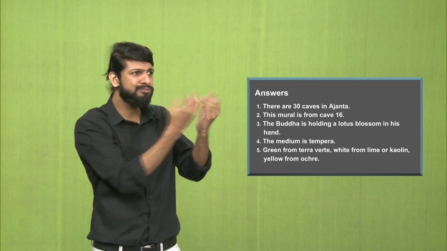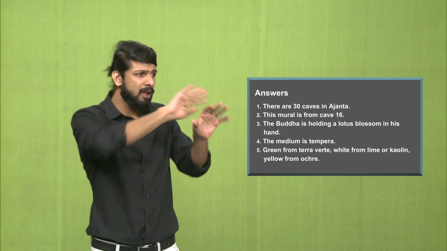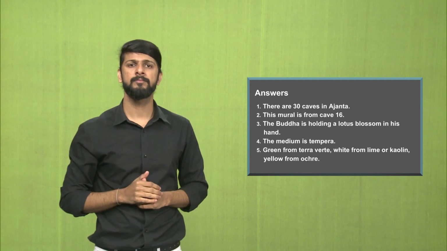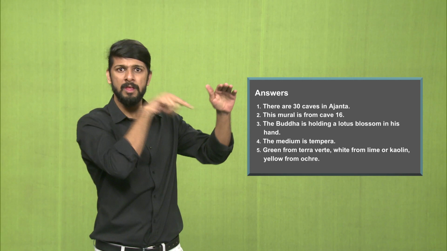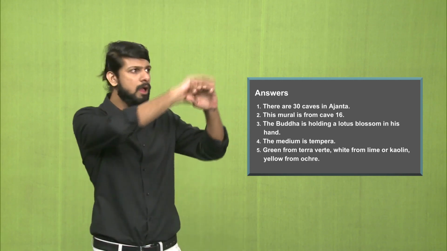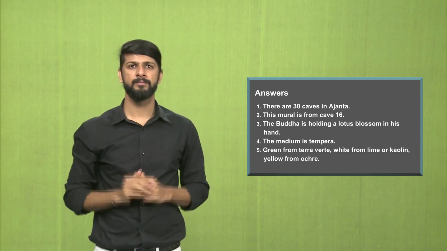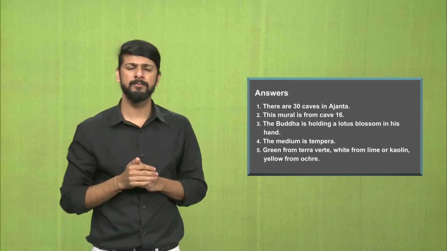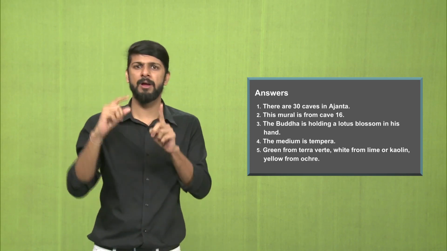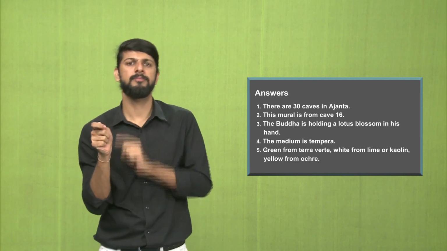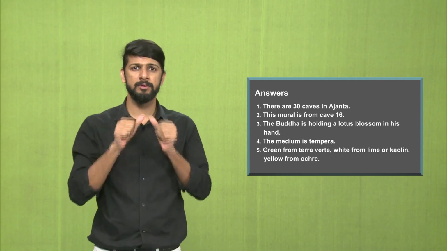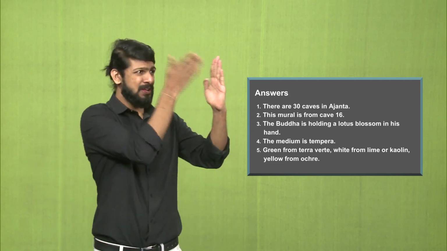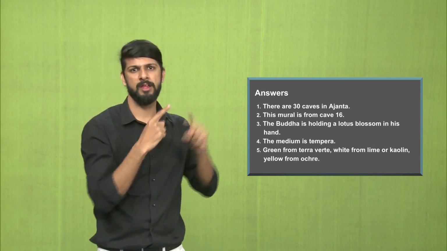Answers. First, there are 30 caves at the Ajanta cave complex. Answer number 2. The Padmapani Bodhisattva mural is located in cave number 16. Answer number 3. The Padmapani Bodhisattva is named as such because Buddha is holding a lotus blossom in his hand. Answer number 4. The medium is tempera, that is a dry fresco.